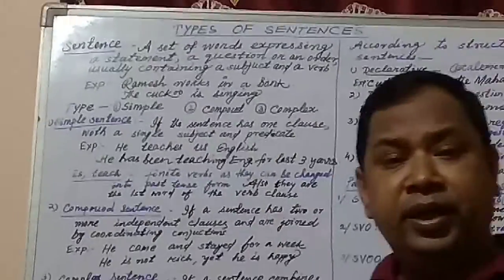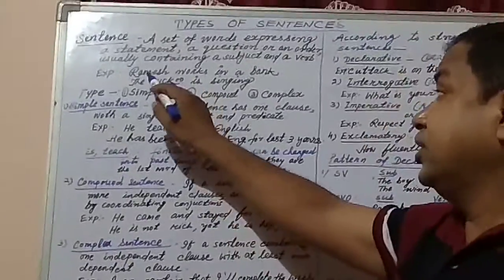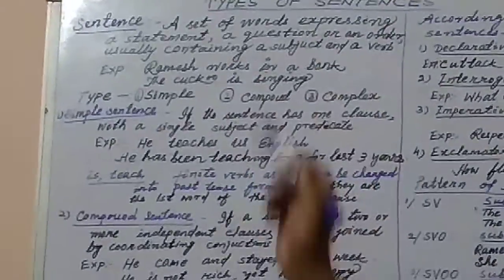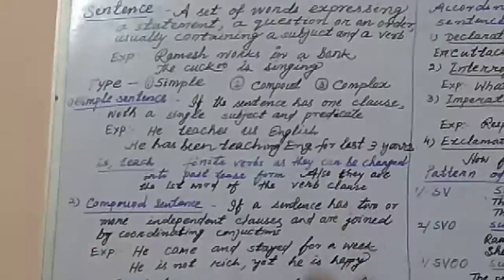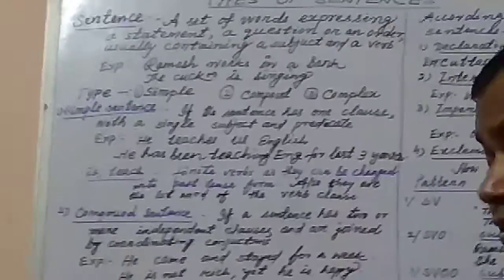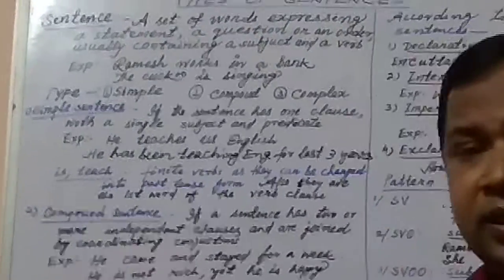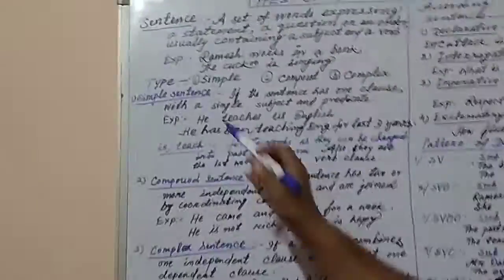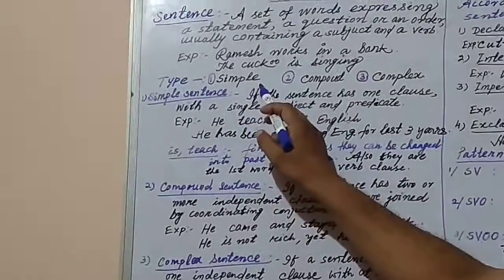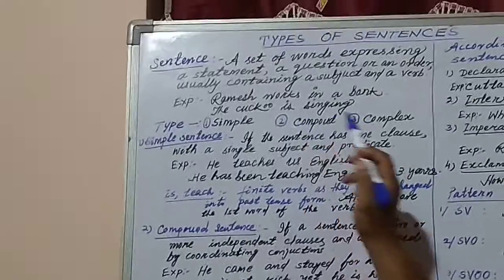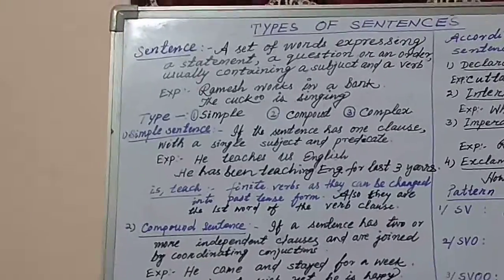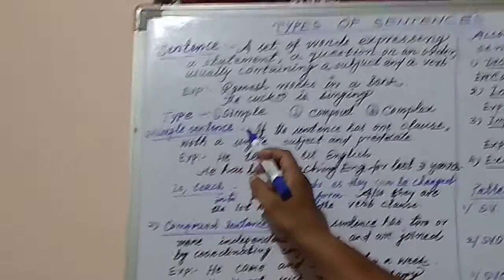Here also there are many words. In the first sentence, Ramesh is the subject and the rest is the predicate. Likewise, the Uko is the subject and the rest is the predicate. Now you see the different types of sentences: simple is the first one, compound the second, and complex the third. Let's discuss one by one. The first one is the simple sentence.